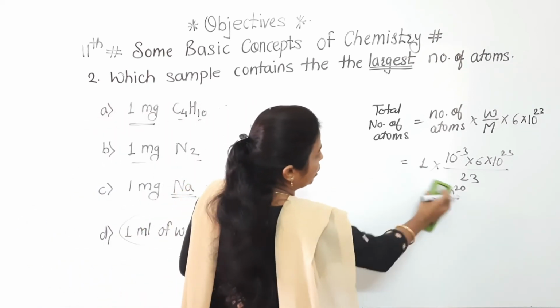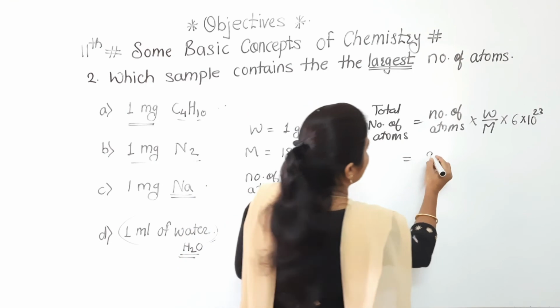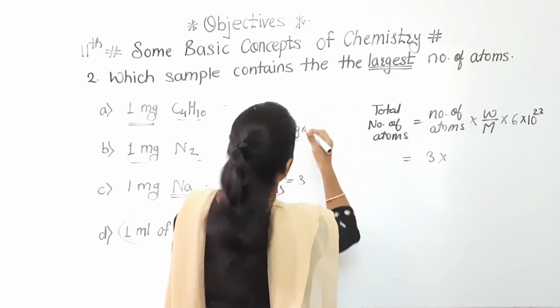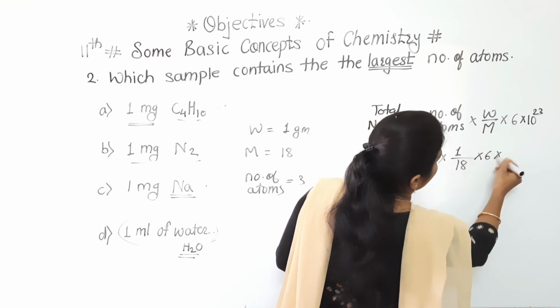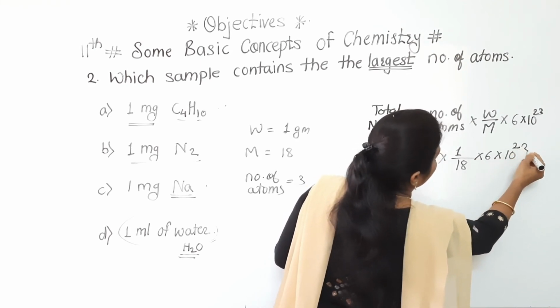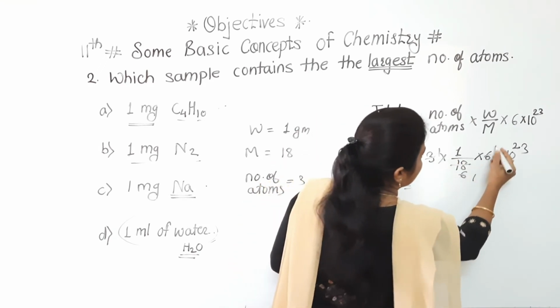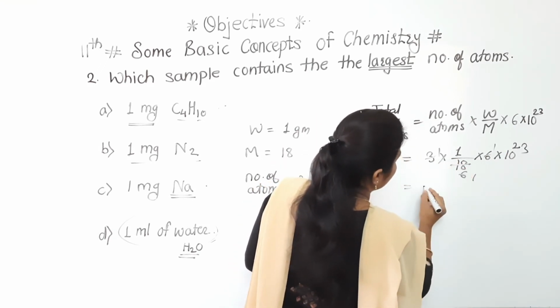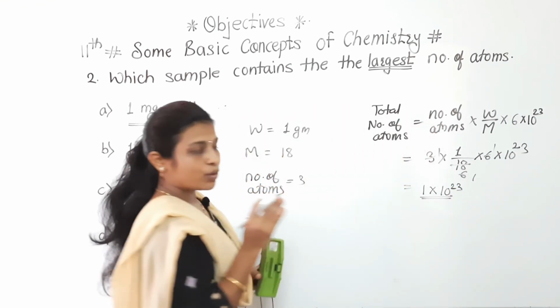So if we calculate by using this formula, then the number of atoms is 3 into W, how much is it? 1 gram. Molar mass is 18, into 6 into 10 raised to 23. Now see, 3 sixes are 18, 6 sixes are 1. Okay, so its answer will be 1 into 10 raised to 23.